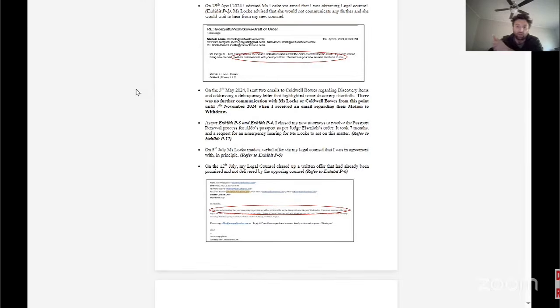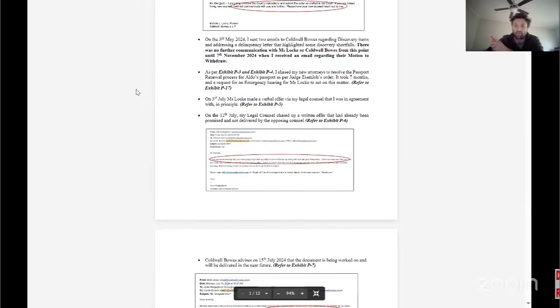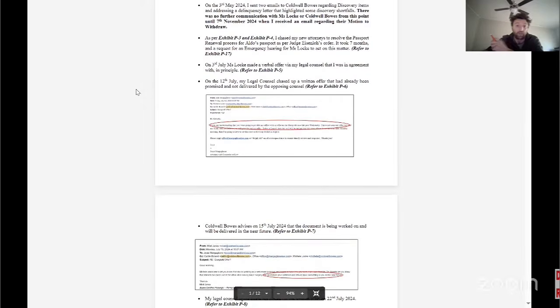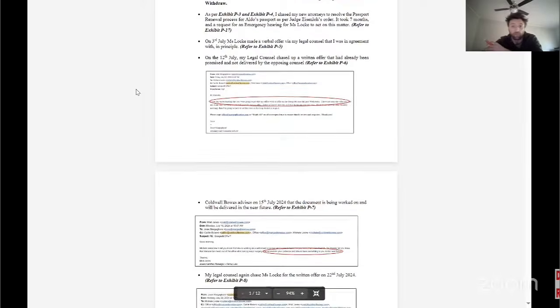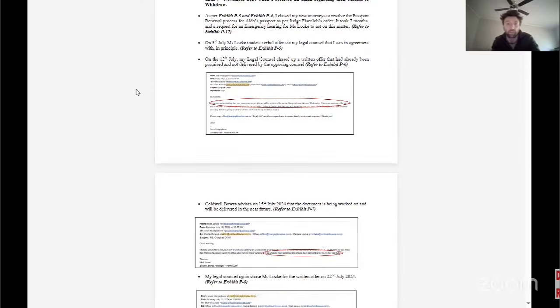On the 3rd of July, Miss Locke made a verbal offer via my legal counsel that I'm in agreement with in principle. It was put to me in an email, which can be seen in P5. But essentially, there's a path to completing this.